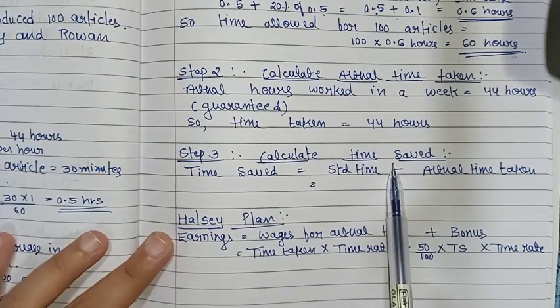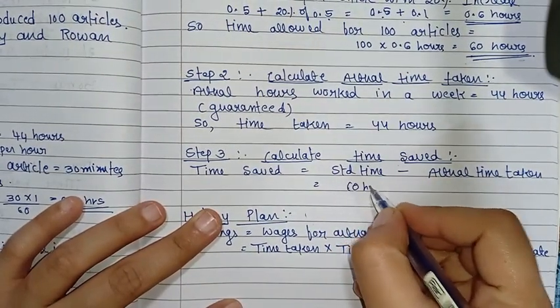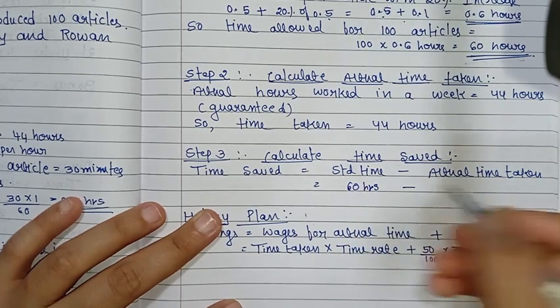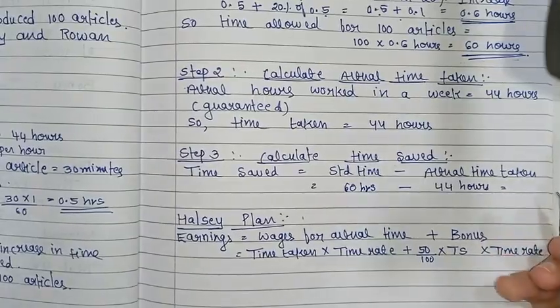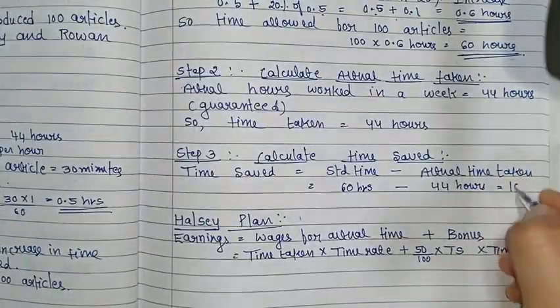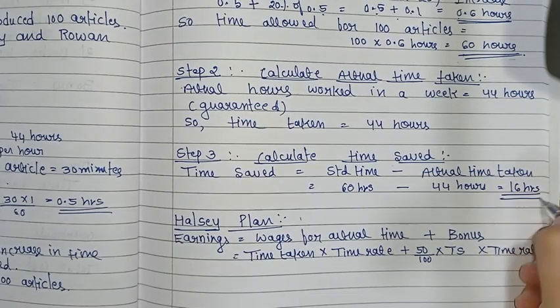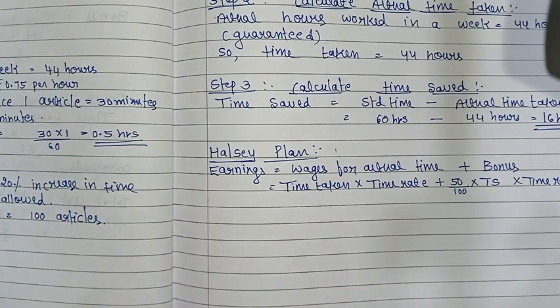So what is time saved? Standard time how many hours? 60 hours. And minus actual time how many hours? 44 hours. Means time saved how much? 60 minus 44 equals 16 hours. 16 hours, that is our time saved. Okay, these are the working notes we have to calculate before solving the problems.